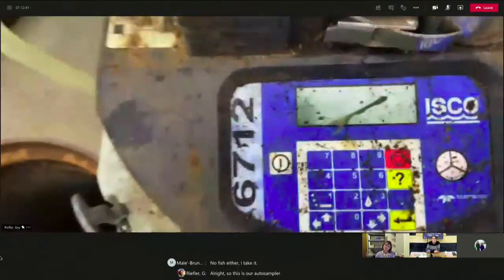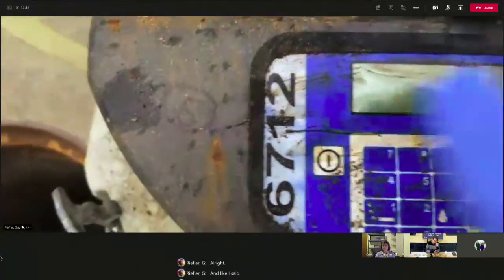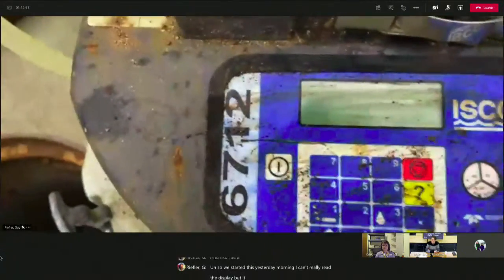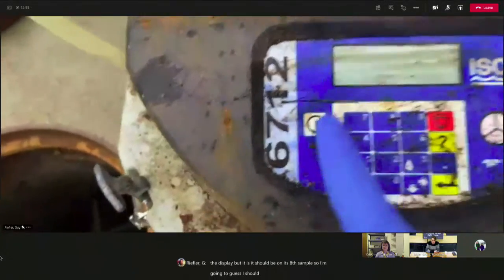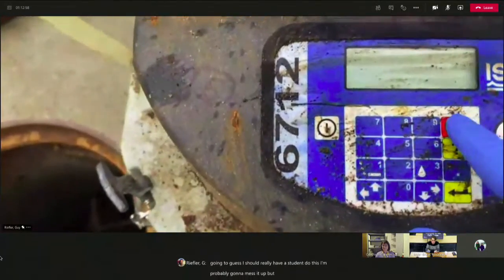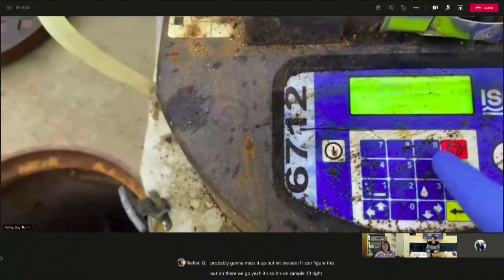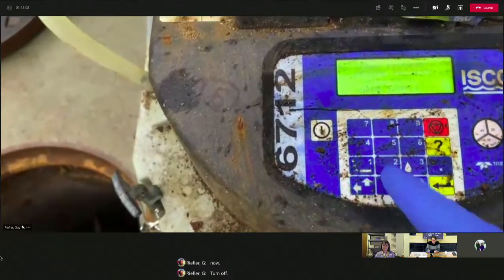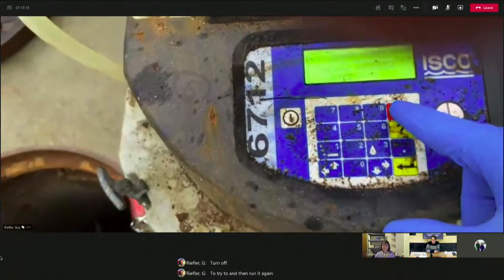All right, so this is our auto sampler. And like I said, we started this yesterday morning. I can't really read the display, but it should be on its 8th sample. So I should really have a student do this. I'm probably gonna mess it up, but let me see if I can figure this out. Oh, there we go. It's on sample 10 right now. I'm gonna turn it off, and then run it again.